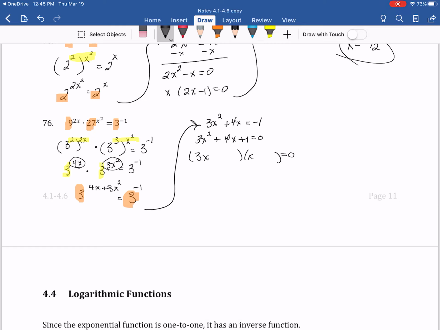Okay, let's see how this is going to factor. Shouldn't be too hard. I'm going to do a quick mental FOIL to check. 3x squared, 3 and 1 is 4. This looks good. You get two solutions. x is negative 1/3 or x equals negative 1. And that's it.